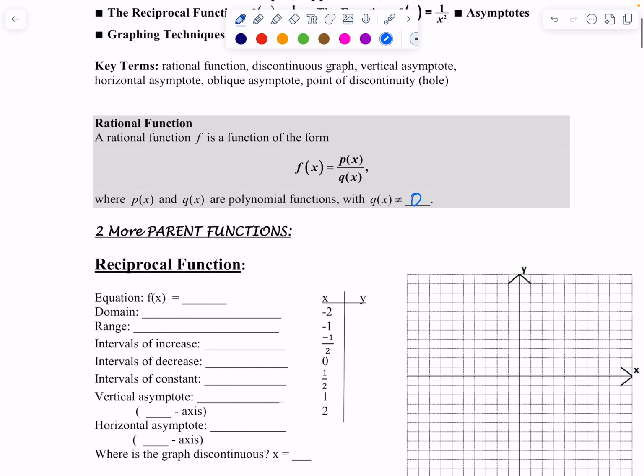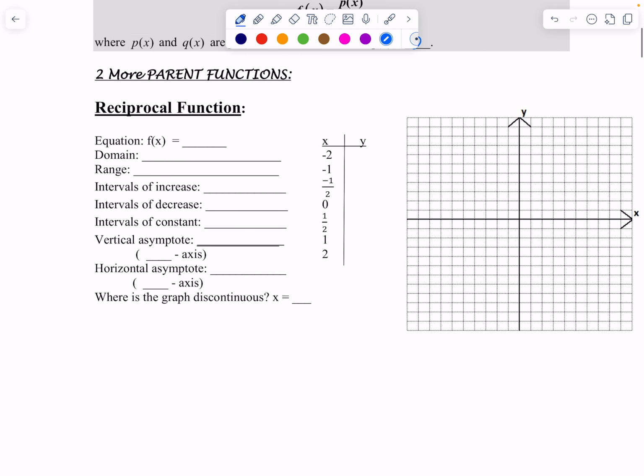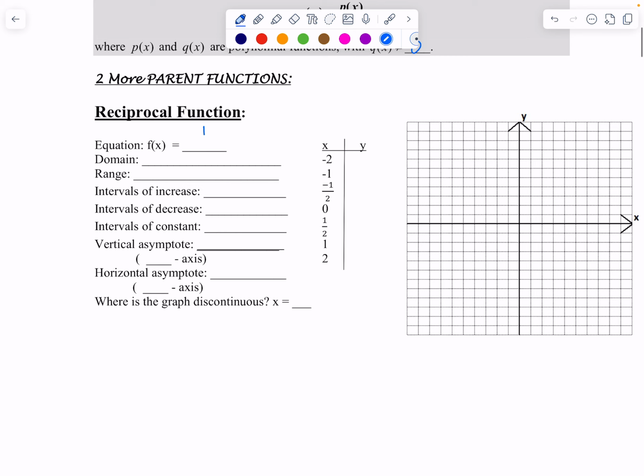Now we get to do two more parent functions. I hate that you can't see me dance in this video, but the first one is going to be the reciprocal function. Remember, reciprocals are where you just flip them. So if I had x over 1, the reciprocal is 1 over x. So that's a reciprocal function. We're just going to notice a couple of things.